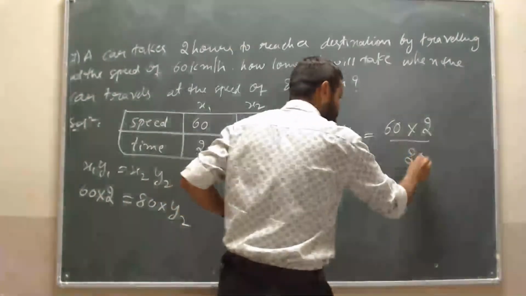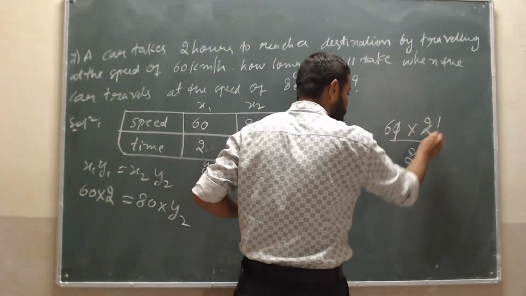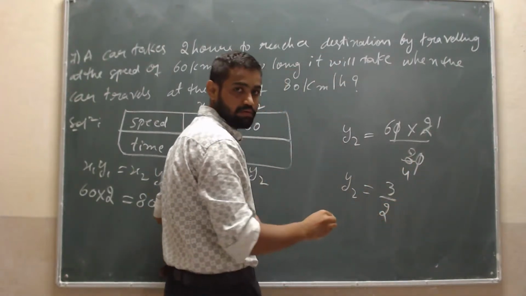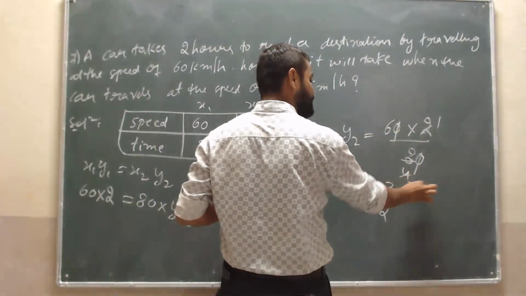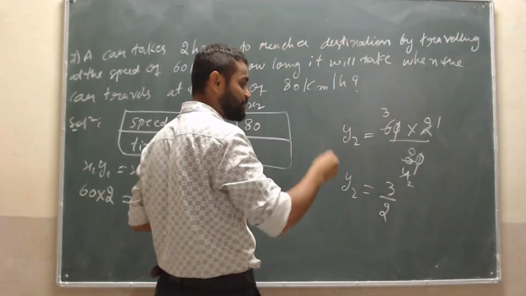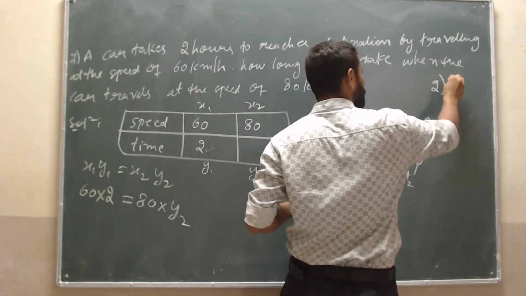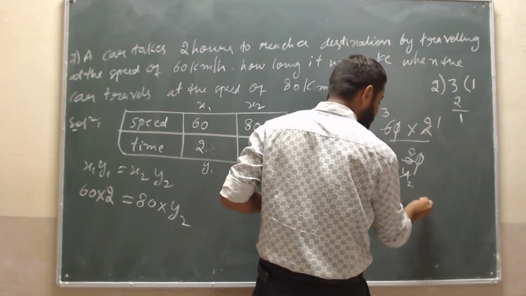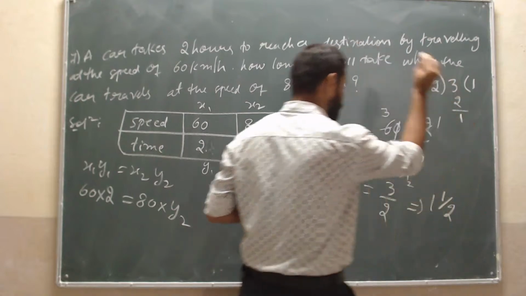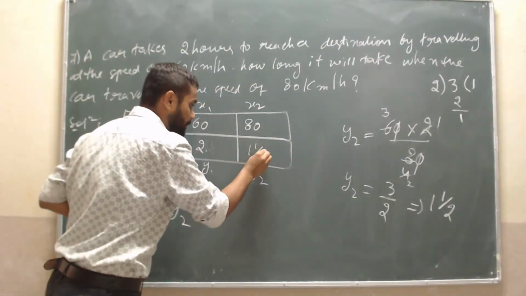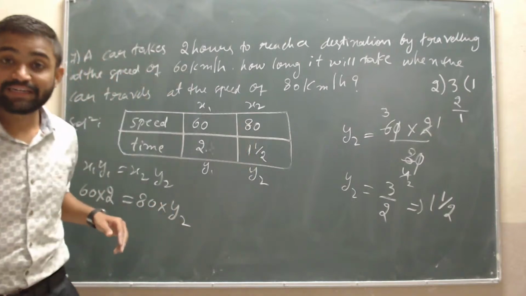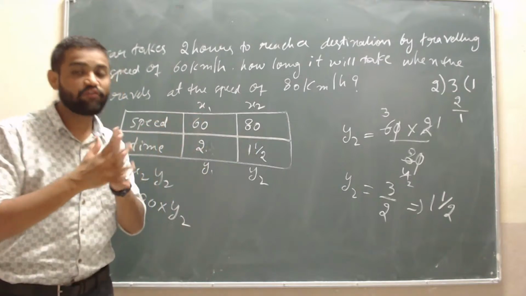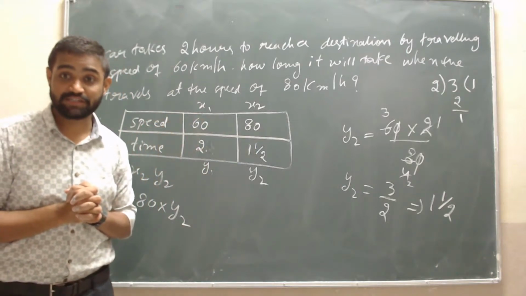See, 0, 0 cancel, and 2 ones are 2 and 2 fours are 8, and y2 is equal to 3 by 2. See here again, 2 2s are 4 and 2 3s are 6, and we can write 3 by 2 like this: 2 1s are 2 and the remaining is 1. So totally 1 and a half hours. That is, it will take 1.5 hours to reach the destination at a speed of 80 km per hour, students.